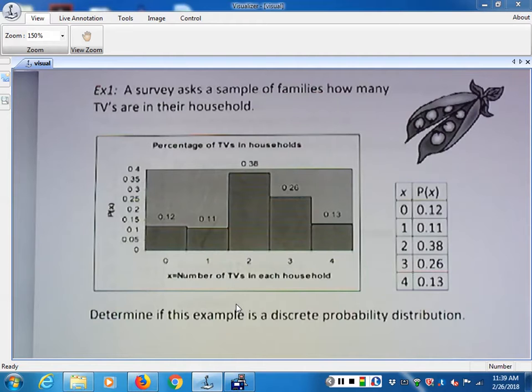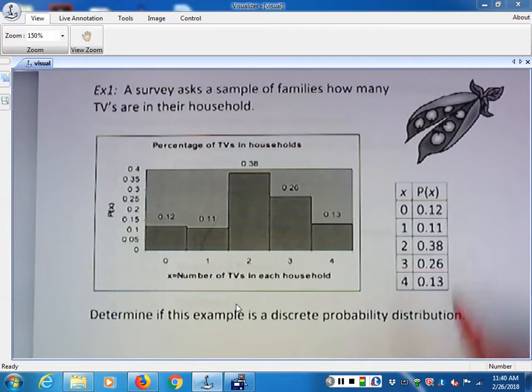We're going to start with this first example. A survey asks a sample of families how many TVs are in their household. Now, I have no idea what teapots have to do with TVs, but it was there. And it says to determine if this sample is a discrete probability distribution.